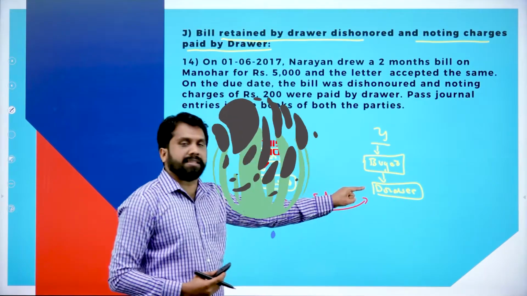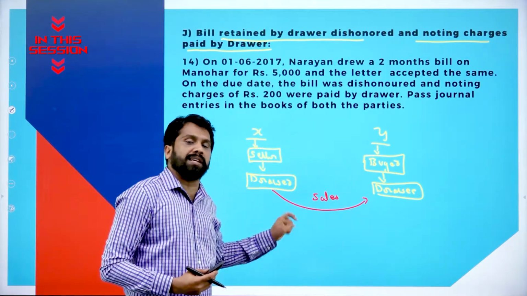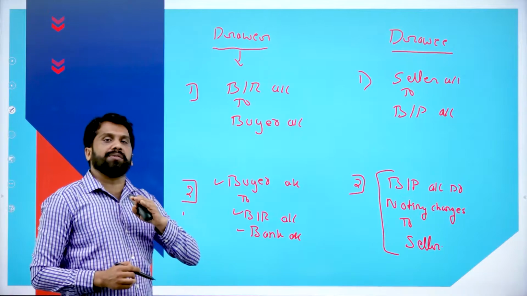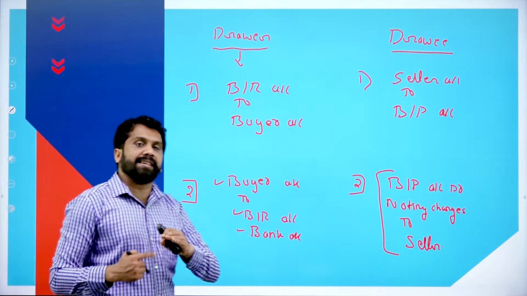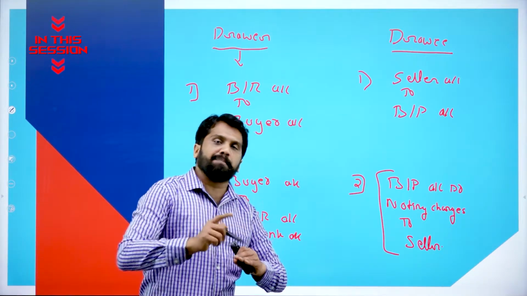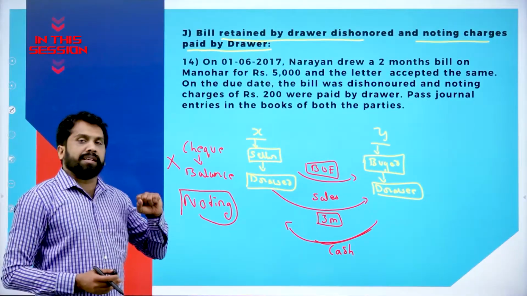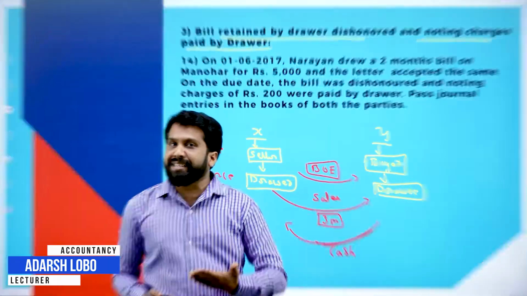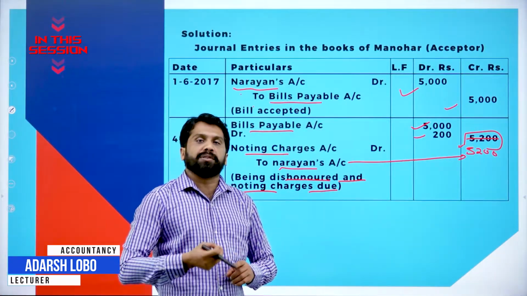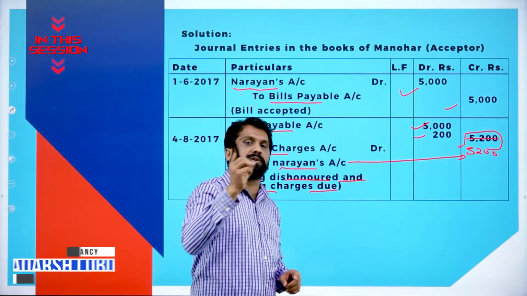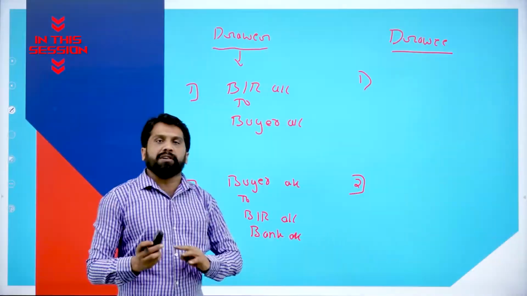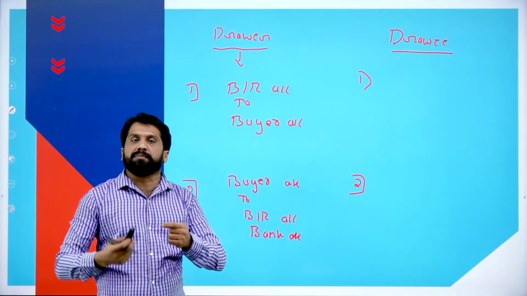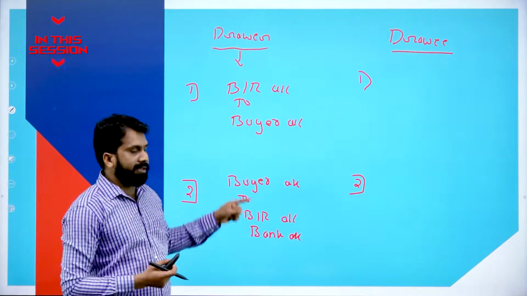Whatever goods he has taken, he has to pay money for that. Remember, while doing the journal entry, you can take cash also, you can take bank also. Not only that, there are noting charges, and also you have to apply legally. The buyer promises that you take this check, and after 2 months you go to the bank, you will get money. For example, you are preparing the journal entry in the books of mine.